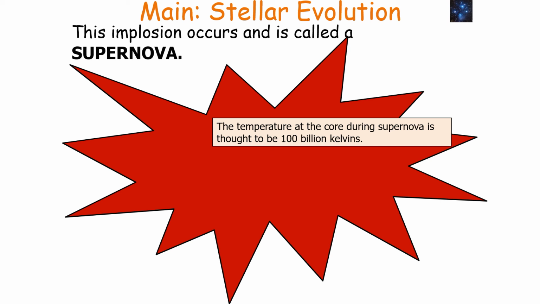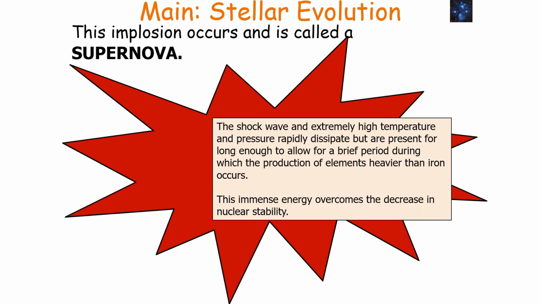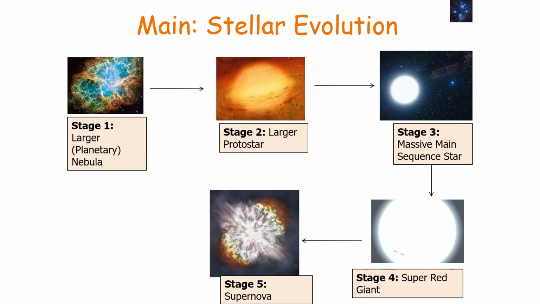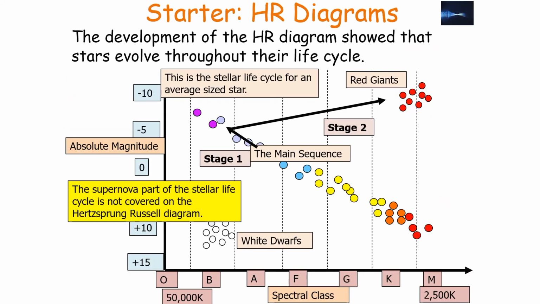Now the temperature at the core during supernova is thought to be 100 billion kelvins. So this energy will only last for a short amount of time, but in this period the production of elements heavier than iron can form. So these are the only conditions found in the universe where we believe elements larger than iron form, as shown here. So a supernova is not covered in the stellar life cycle, is not covered in our Hertzsprung-Russell diagram.